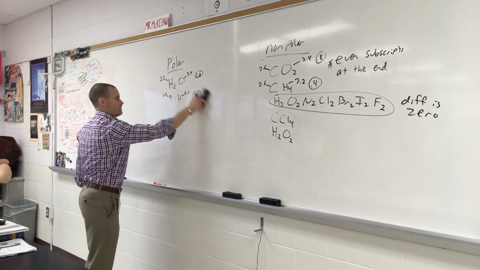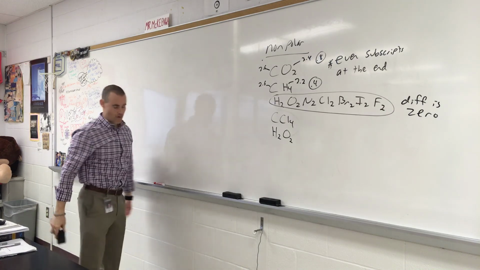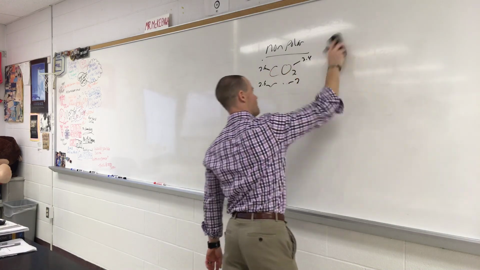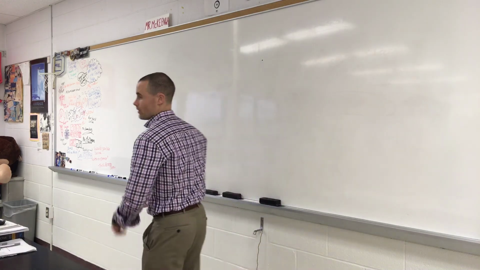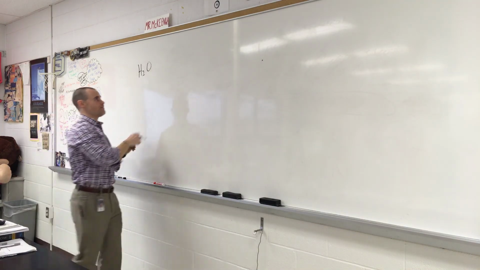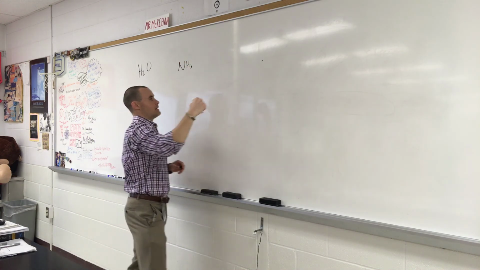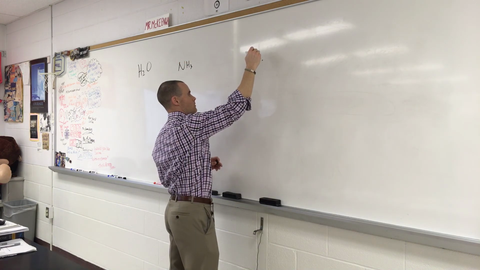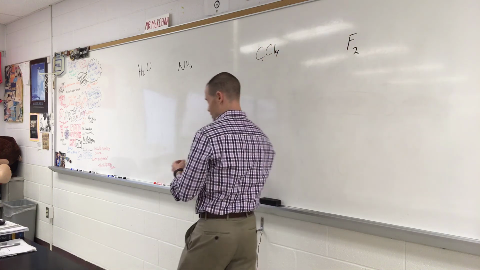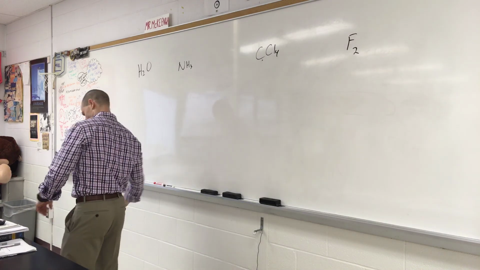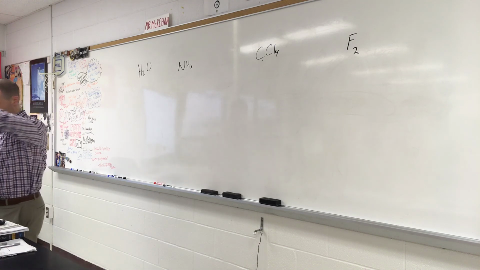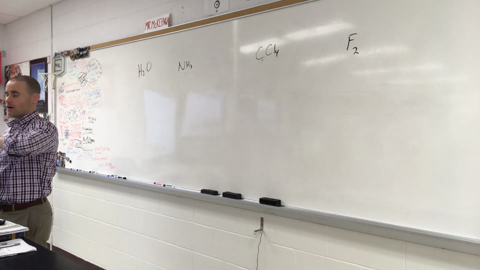Draw me the dot structure for water. You can start doing that while I'm getting situated. Draw the dot structure for water, H2O. I'm going to have you draw 4 dot structures. Water is one of them. NH3 is another. We'll go CCl4, and then we'll do F2. Those are our 4 dot structures. Go ahead and do water. If you are confident and want to move on and do them all, go ahead. I'm going to walk around and see how we're doing.